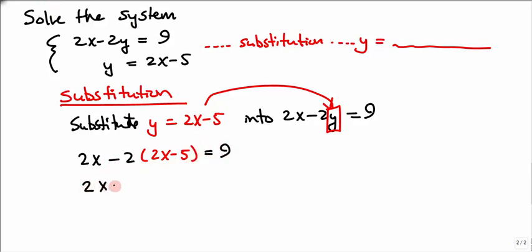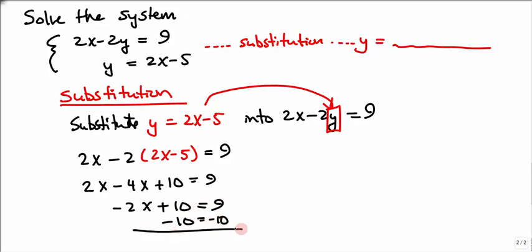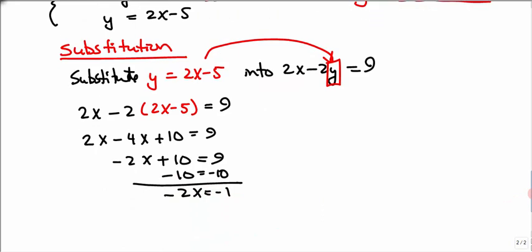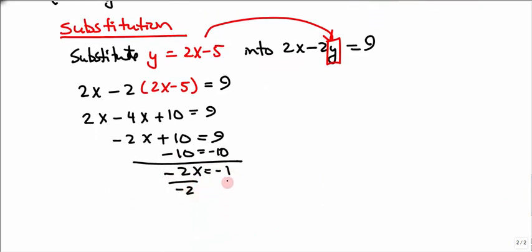So I'll distribute through the -2, so I'll have a -4x + 10 = 9. 2x - 4x is a -2x + 10 = 9. Subtract 10 from both sides. Get -2x = -1. Divide both sides through by -2. I get x = 1/2. Okay, so now I know my x value.